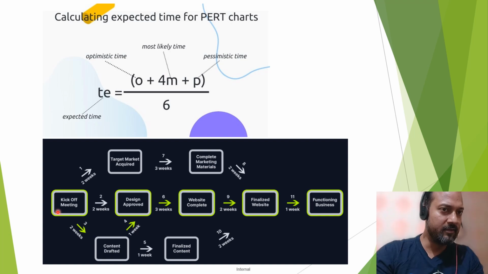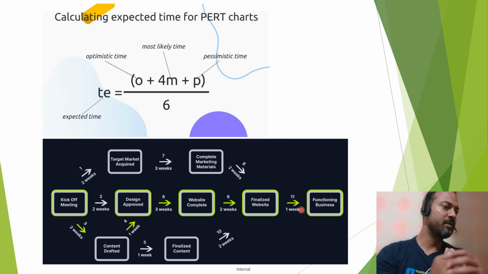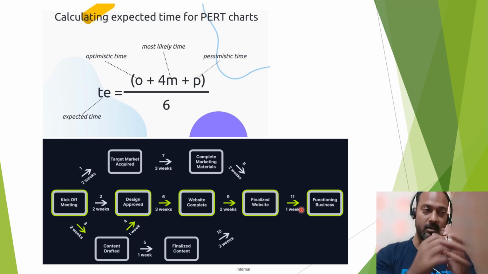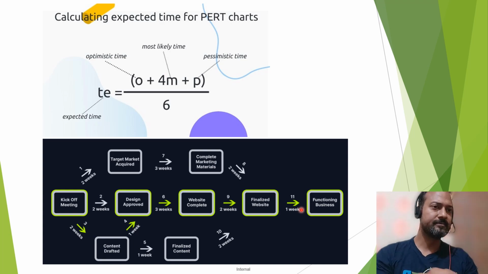But in another way, if you go by this path, it is 2 weeks, 3 weeks, 6 weeks, 8 weeks, 9 weeks. So this is the critical path, which is taking the maximum time. The critical path is something where you cannot finish the project before this time. This is the maximum time you need in order to complete all the activities of the project. So that's the critical path method.